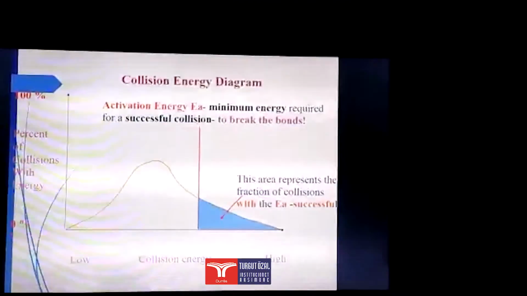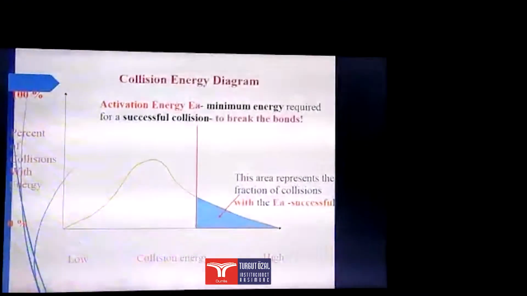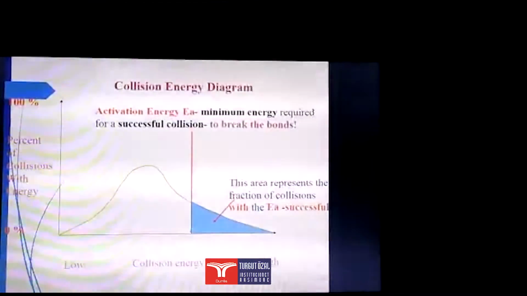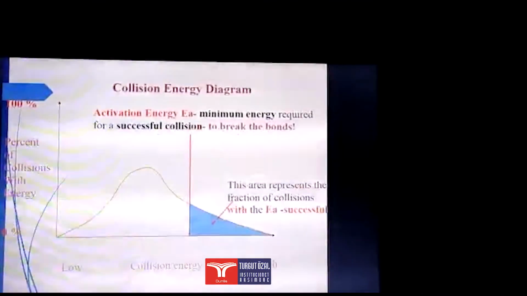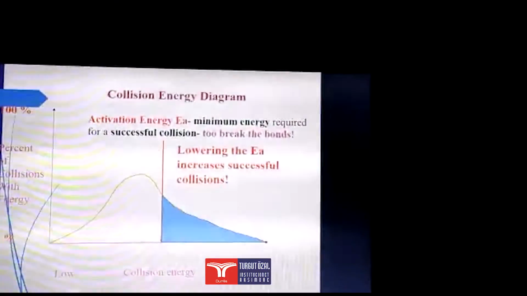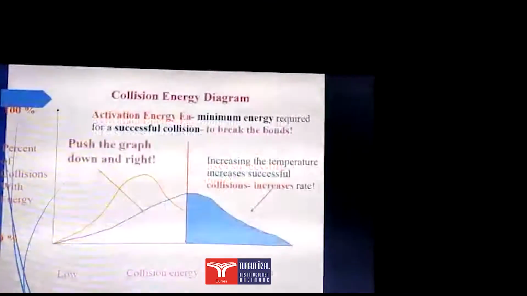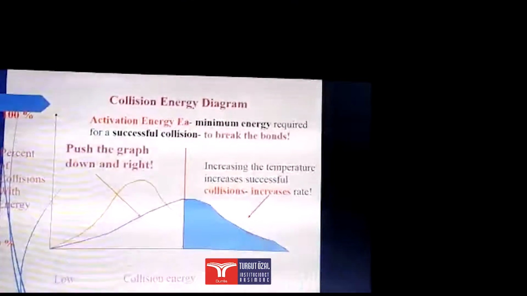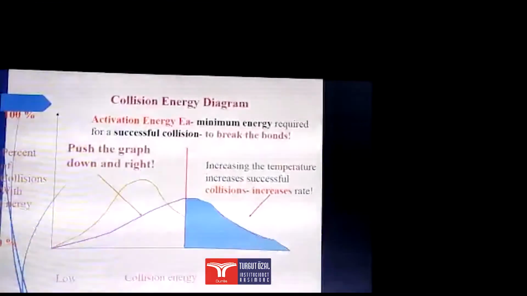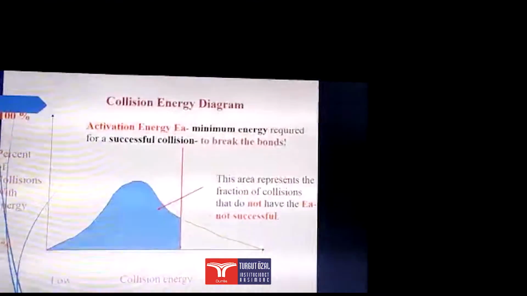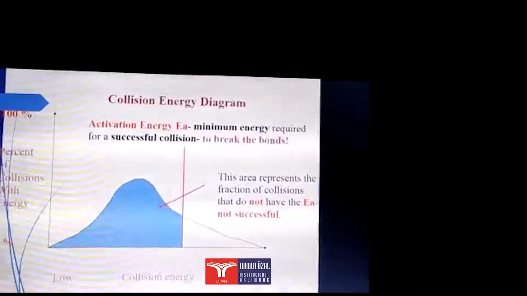The activation energy, as I said, is the minimum energy required for successful collisions to break the bonds. The blue area represents the fraction of collisions with the activation energy, which are successful. Lowering the activation energy increases the successful collisions. Increasing the temperature increases the successful collisions and increases the rate, and the graph is pushed down and right. The other area represents the fraction of collisions that do not have the activation energy and are not successful.